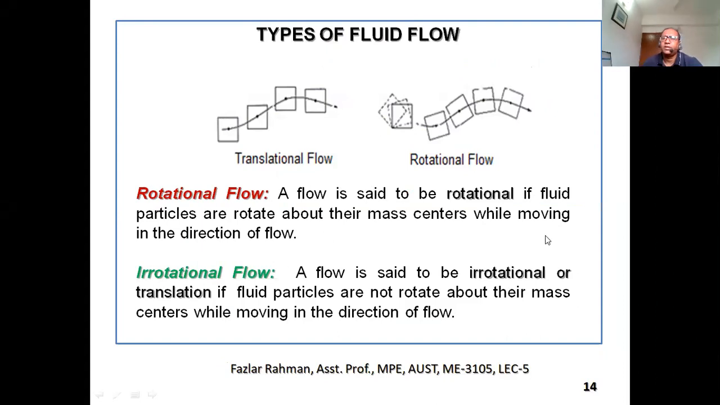when a fluid element will have rotation, and when a flow will have only translation. We try to show you this by the orientation or movement of a fluid element. On the left side, in translational flow, the fluid element is not rotating about the mass center. But on the right side, the fluid element is moving from one point to another, and while it is moving, it is also rotating around the mass center.